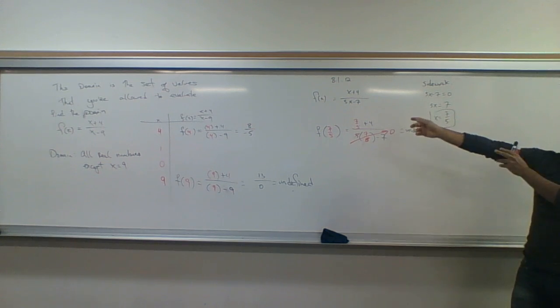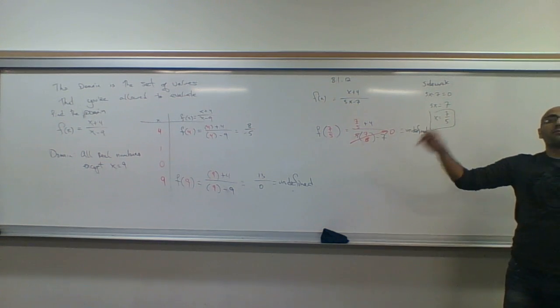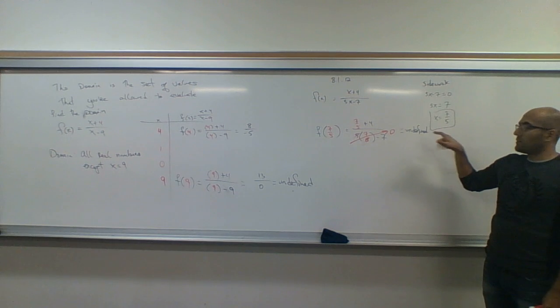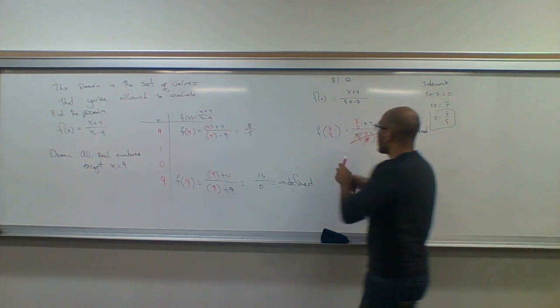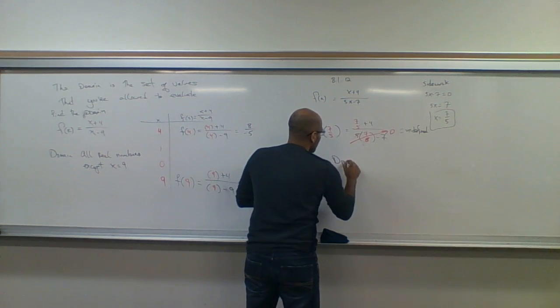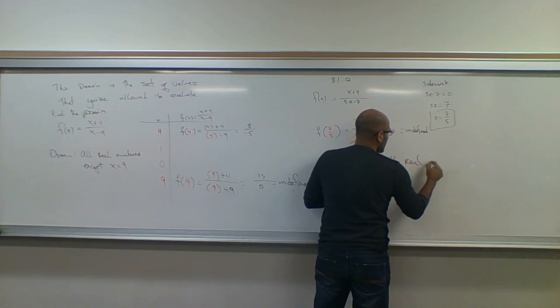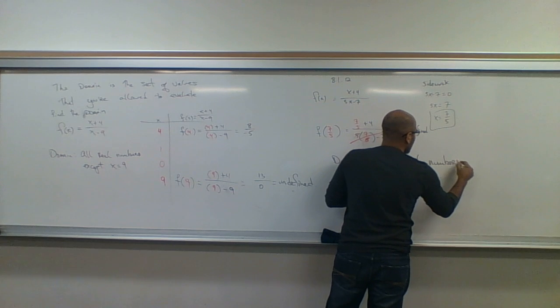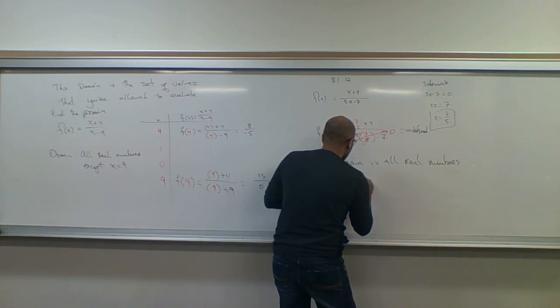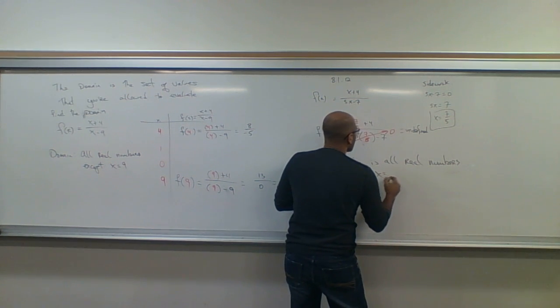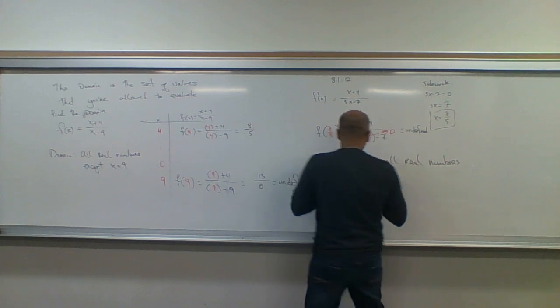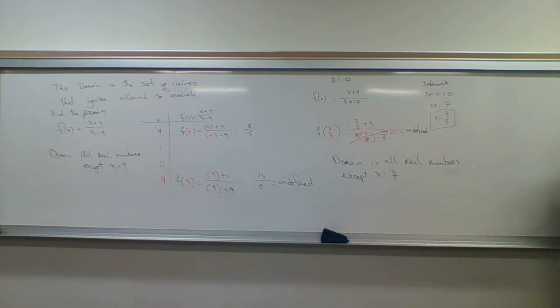Therefore, what's the domain of this function? All real numbers except this one, right? So the answer to this one, the domain, is all real numbers except x equals 7 fifths. Any questions? We're good? Good.